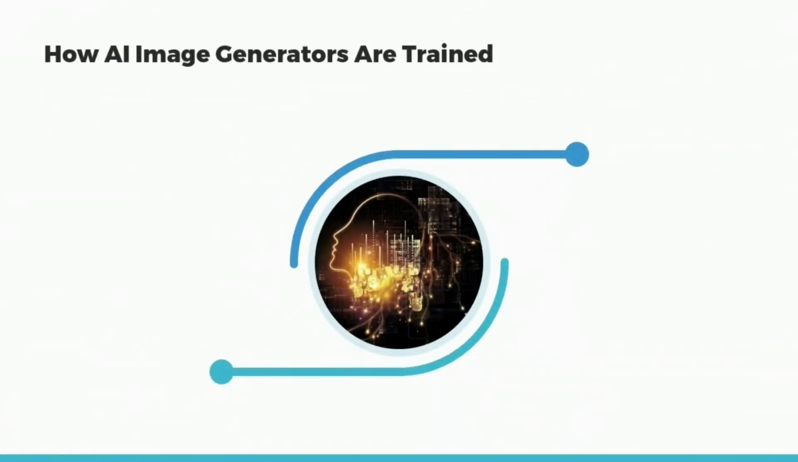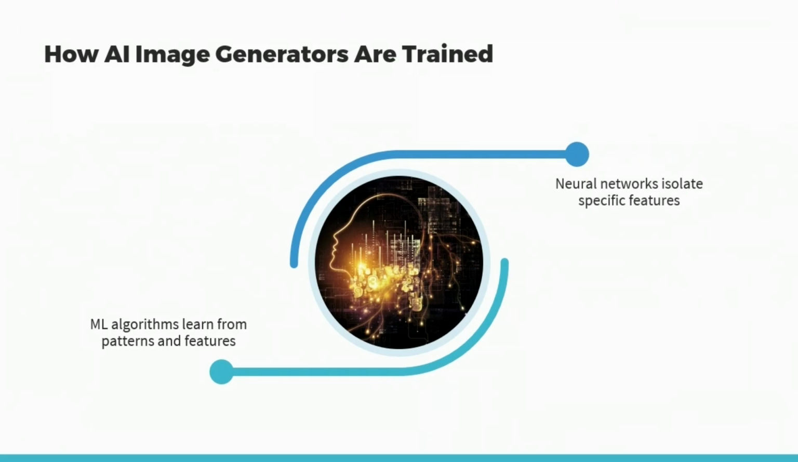Okay, so let's move on to how these things are trained. The AI image generator is going to be trained using machine learning algorithms, and their whole concept is to learn from patterns and features inside of our data sets. In training, these neural networks are going to identify and extract specific features from our images, and those specific features include things like shapes, textures, or colors inside of those images.